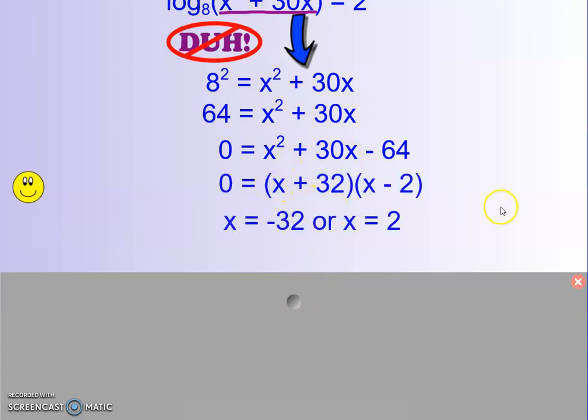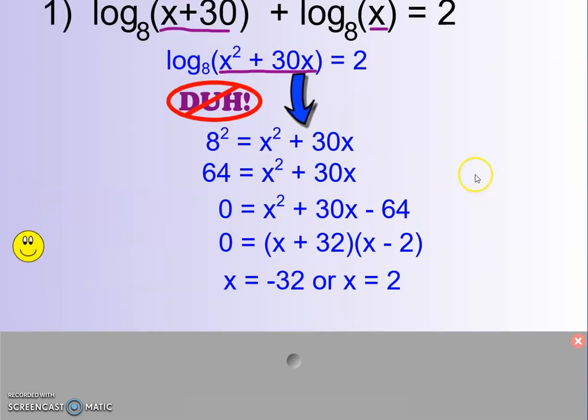And that gives us x equals negative 32 or 2. And that was a pretty interesting problem because up here, again, we had a choice. We could force a duh by finding out how we could rewrite 2 as log base 8 of something, or we could just switch to exponential notation.